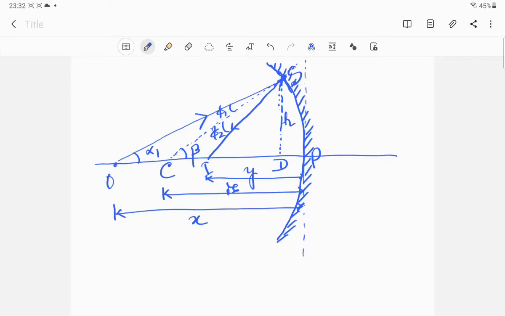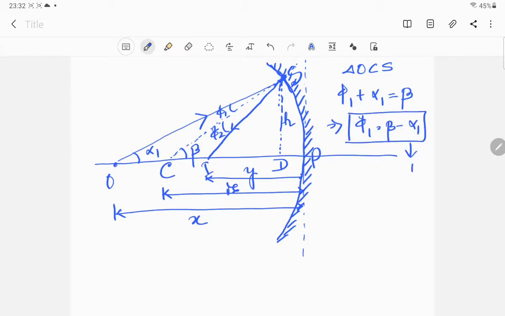From the diagram you can see phi 1. Let me do it again. Can I write phi 1 plus alpha 1 equal to beta? May I write like that, if I consider the triangle OCS? So simply phi 1 will be beta minus alpha 1. Let it be our equation number 1.